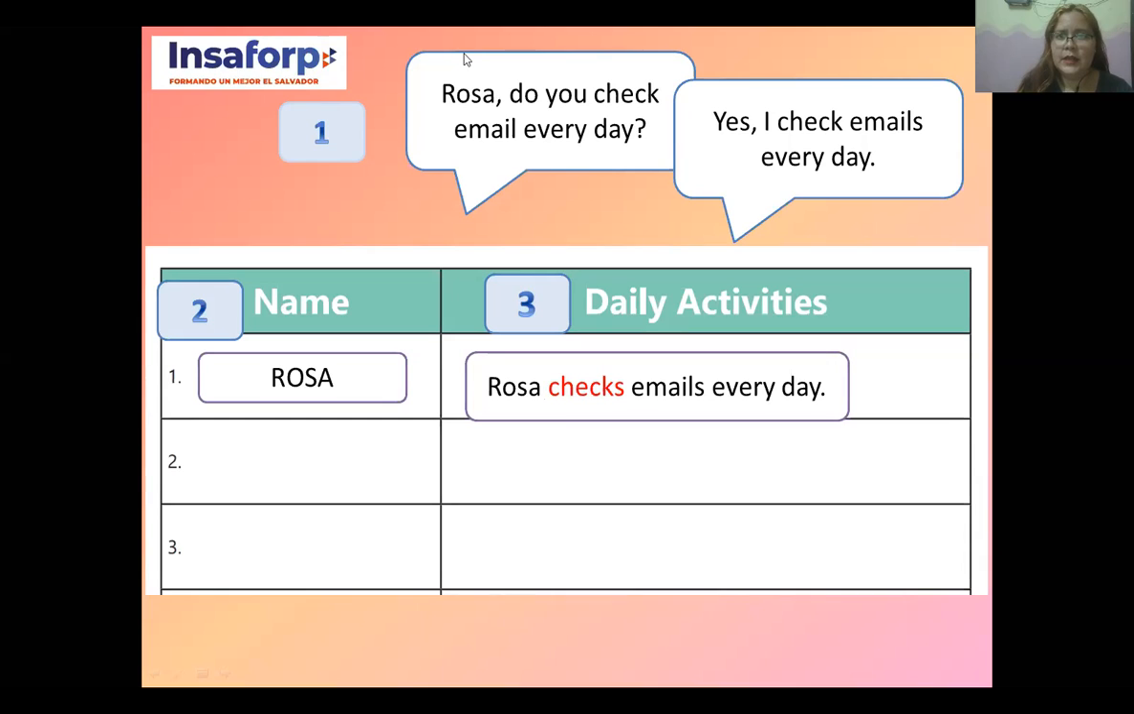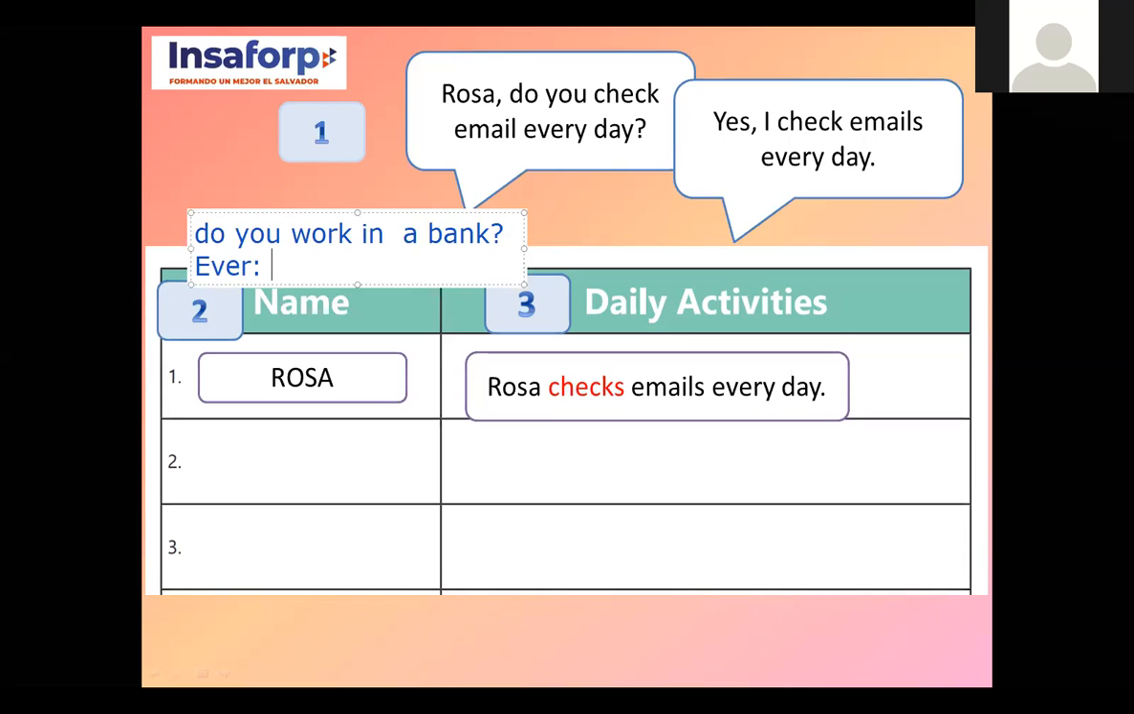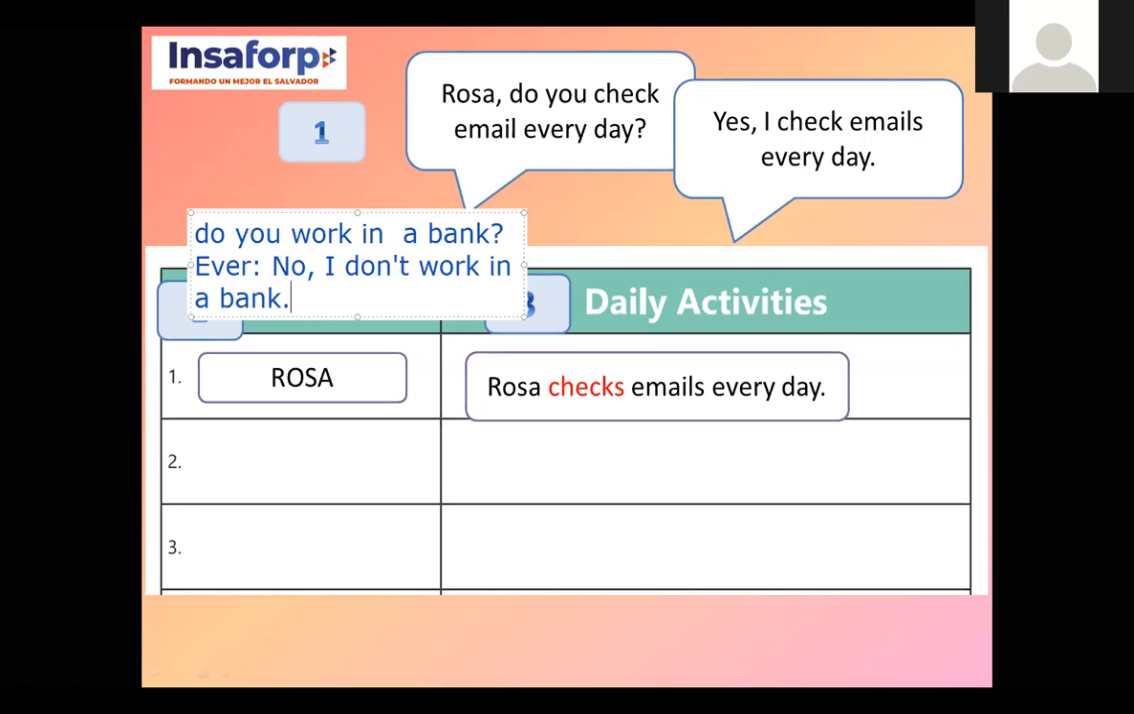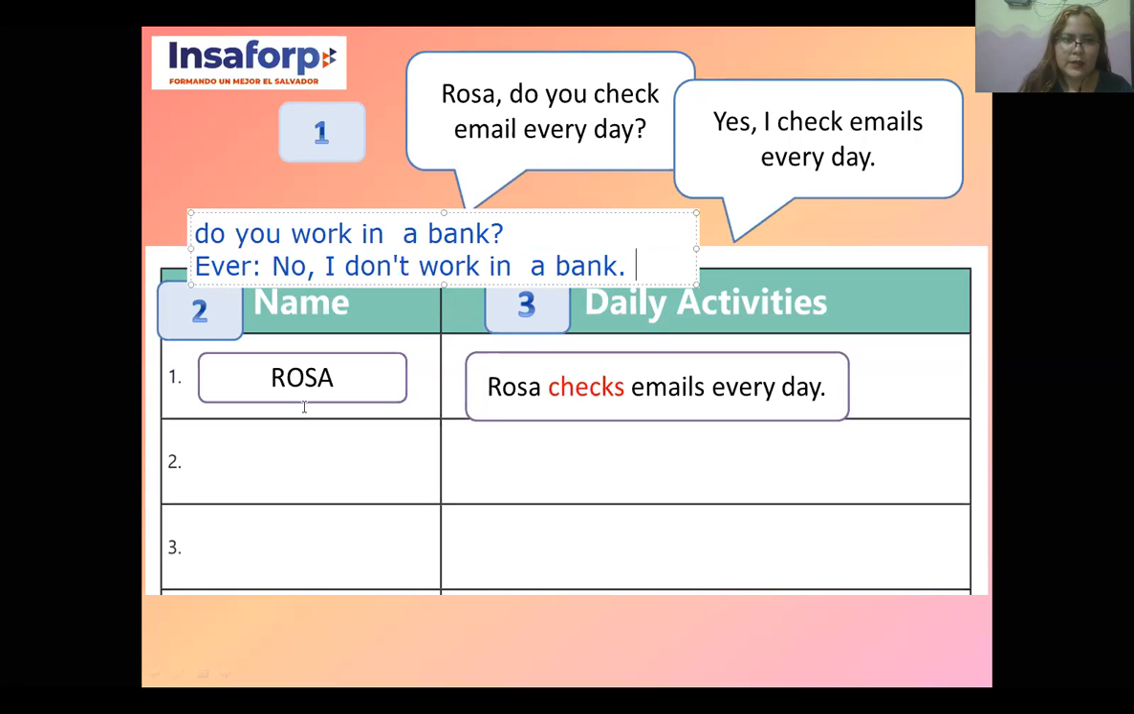So imagine that question number 2 that I have is, for example, do you work in a bank? This is the most common question. Ever Rodriguez, do you work in a bank? No, I don't. Okay, tell me the complete answer, Ever. No, I don't work in a bank. Okay, thank you. Look, this is the direct answer I got from Ever. So in the chart, what am I going to write in number 2?